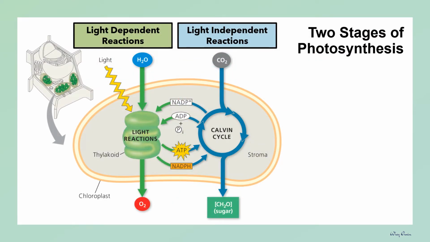There are two stages of photosynthesis which occur at the chloroplast. Photosynthesis begins with the light-dependent reaction, which takes place at the thylakoid, followed by the light-independent reactions, which is also known as the Calvin cycle. This occurs at the stroma of the chloroplast.